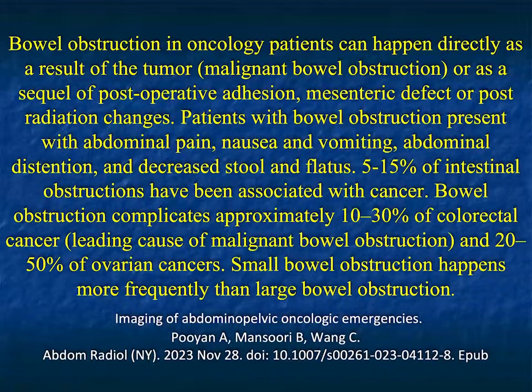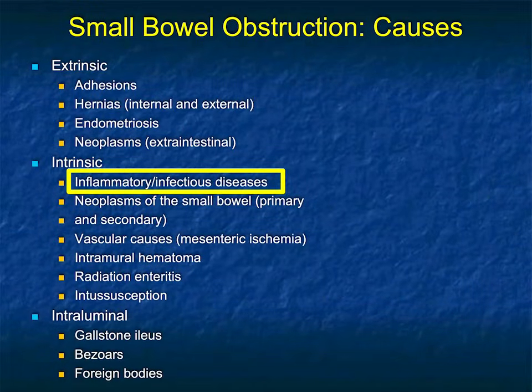Patients with bowel obstruction present with abdominal pain, nausea and vomiting, and distension. And 5 to 15% of intestinal obstructions have been associated with cancer. So again, very, very important. And when you talk about obstruction in patients with known cancer, small bowel obstruction happens more frequently than large bowel obstruction. And this article by Puyan is a good article. We also published an article, literally it's in press, looking at this process in detail.